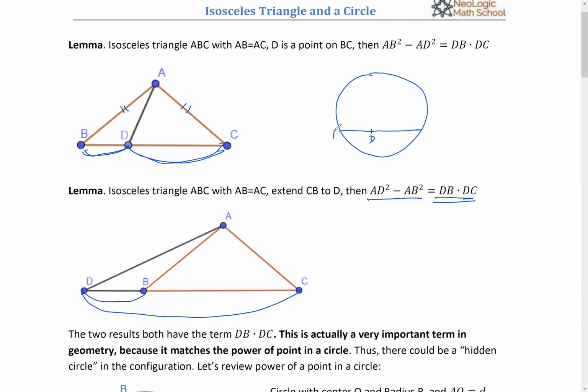Suppose this chord has 2 points here, B and C, then DB times DC is the power of the point at point D. Fits right here. So the question is, how does that fit into our isosceles triangle situation? And where is the circle? That's more important. Where is the center? What is the radius? So let's see.